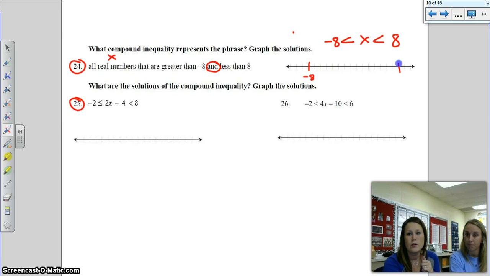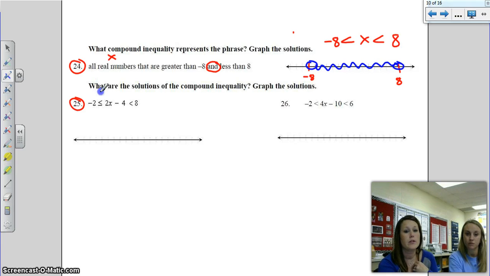Yep, it has to be in that order, from least to greatest. So I'm going to pop my 2 numbers on here. These look like open circles, and you just shade in between them. Boom, boom, and then colorama. You got it. Okay, now this one is also an "and," but I need to solve it first.